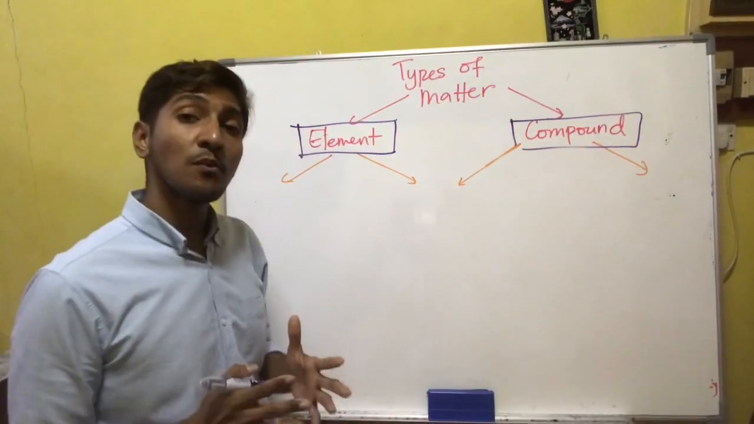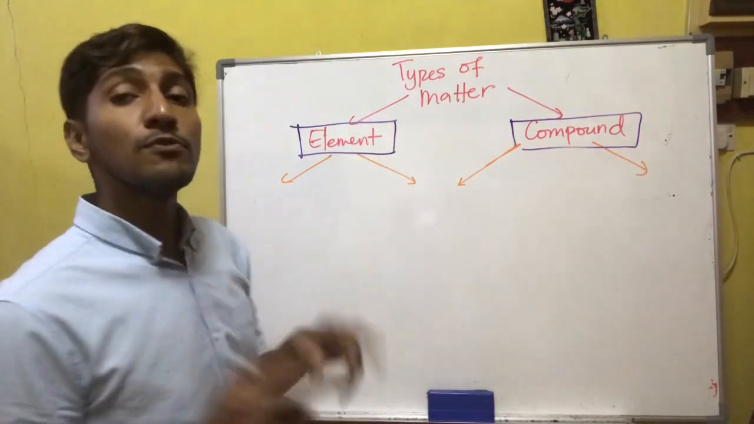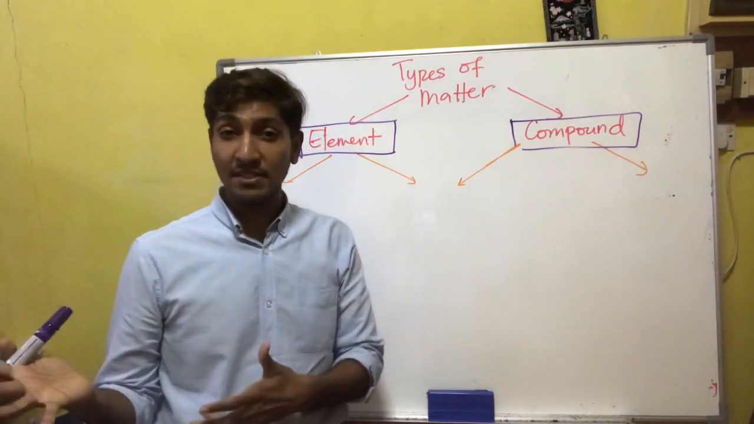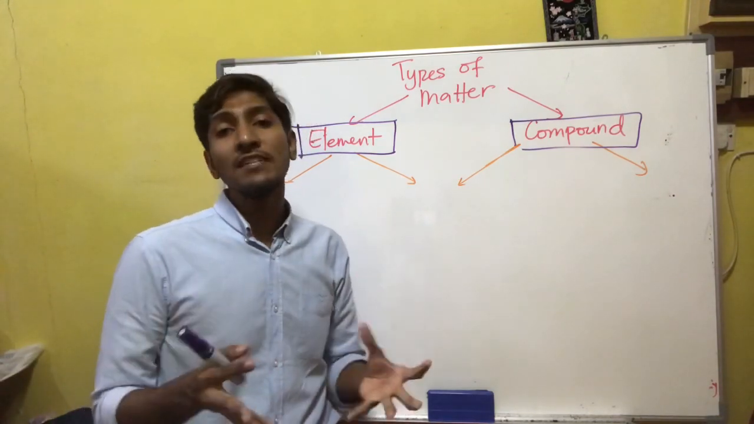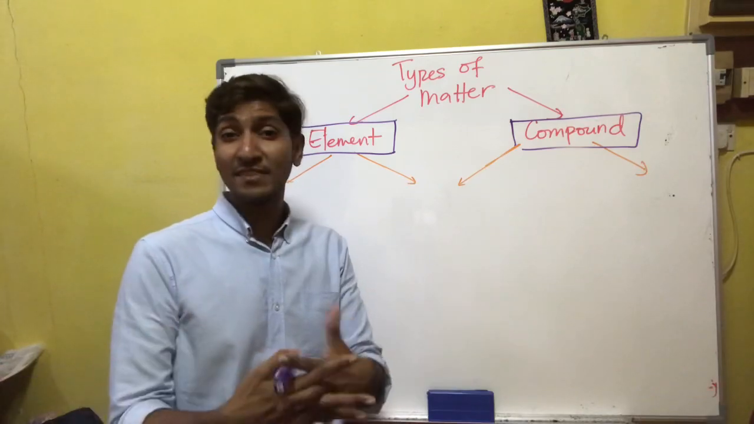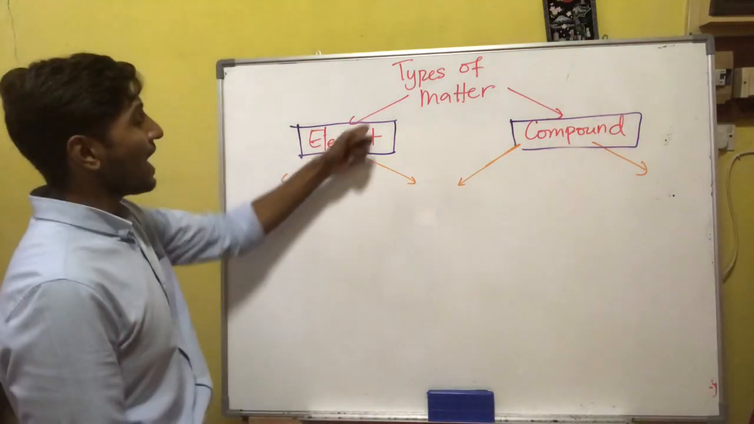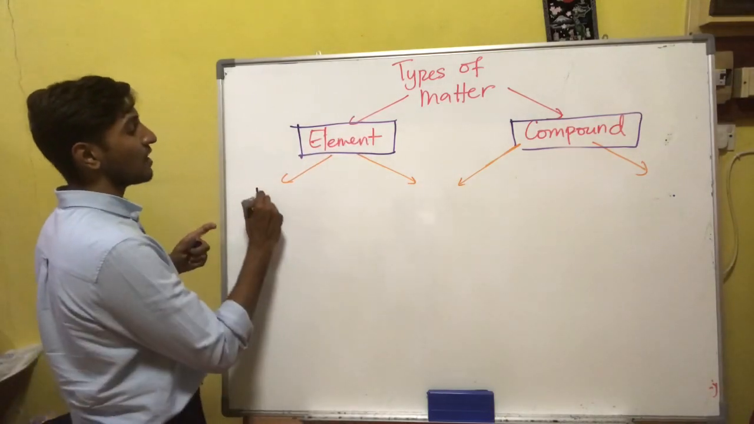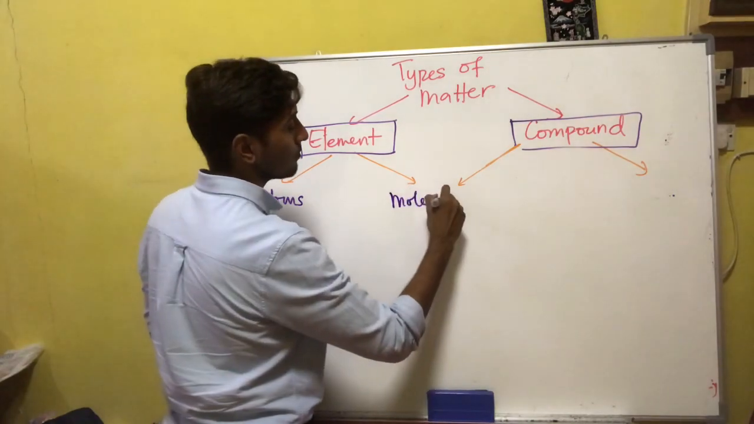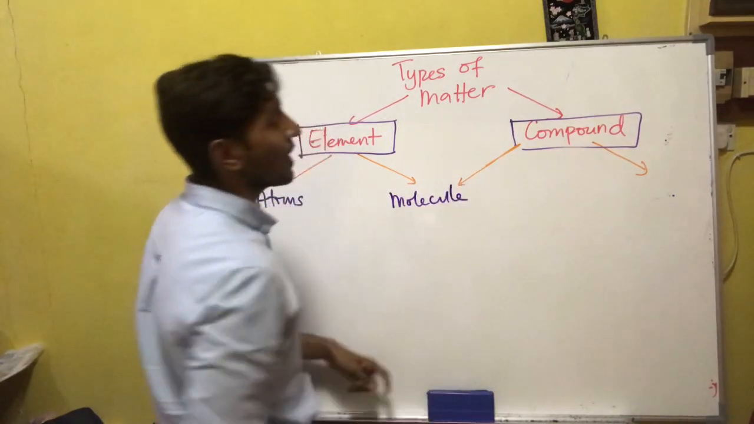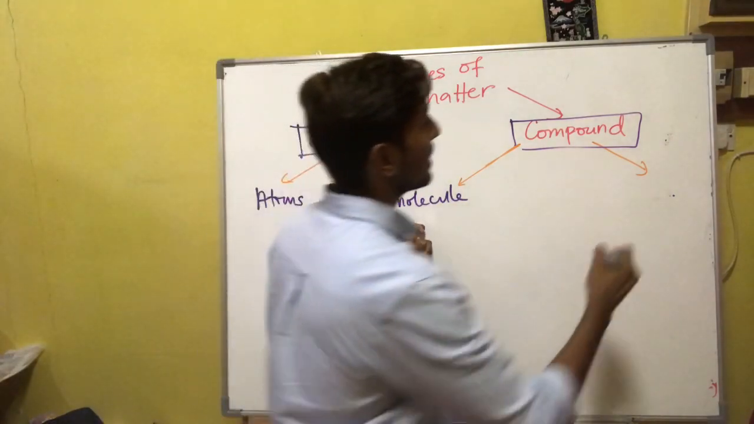Okay, so now before we delve into atoms, we're going to talk about the types of matter. There are two main types of matter, which are elements and compounds. You might be wondering, where does the mixture go? So the mixture is basically elements that are just physically mixed together, so they are basically still elements. Elements exist in two forms, which are atoms and also molecules. Compounds also exist in two forms, which are molecules and ions.